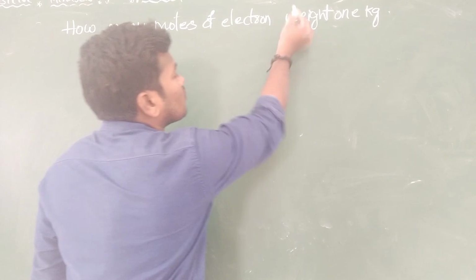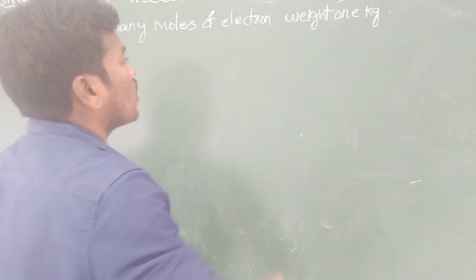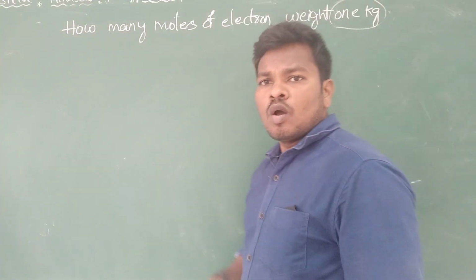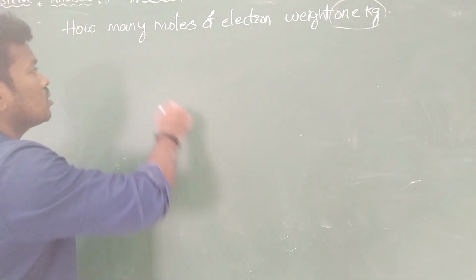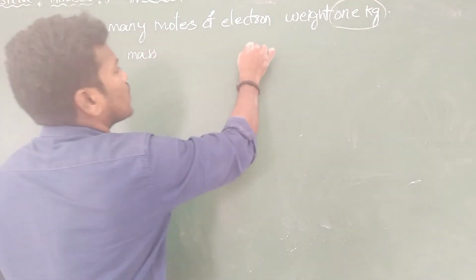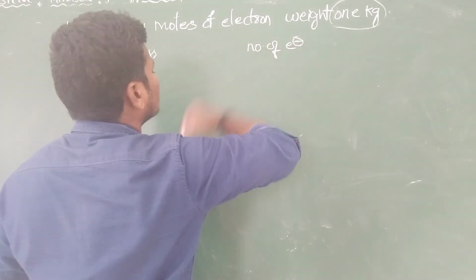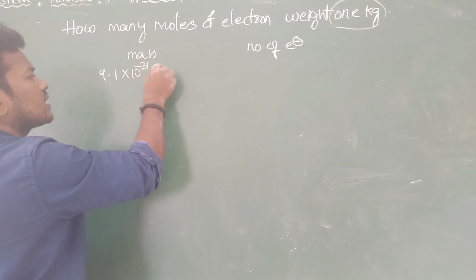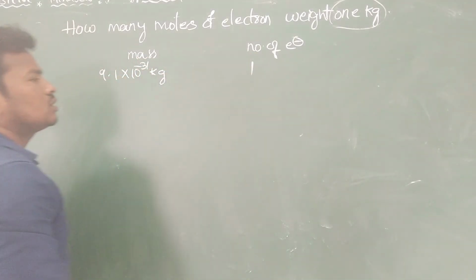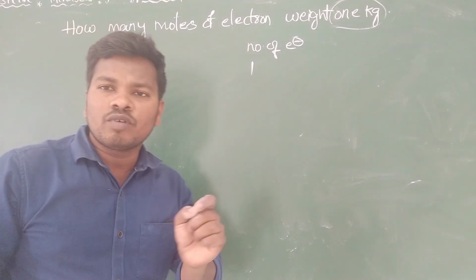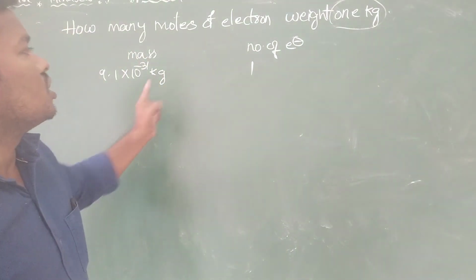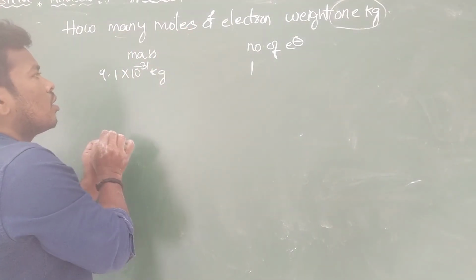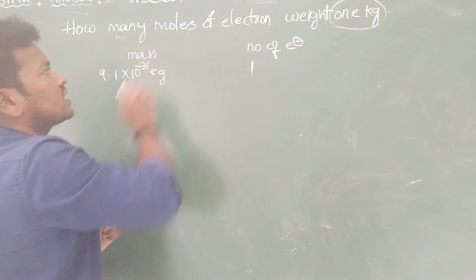How many moles of electrons weigh 1 kg? So 1 kg of electrons contains how many moles? We know the mass of 1 electron. If you do the unitary method, 1 electron mass is 9.1 into 10 to the power of minus 31 kg. But they are asking how many moles. First we have to calculate how many electrons 1 kg contains. Then we can easily calculate the number of moles.